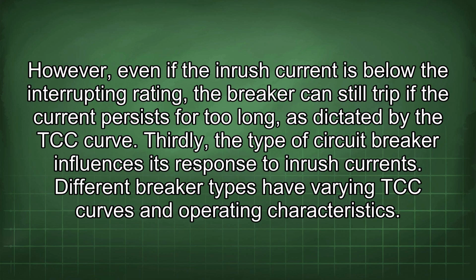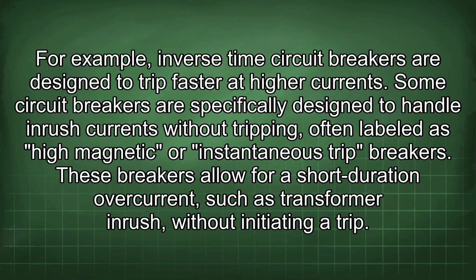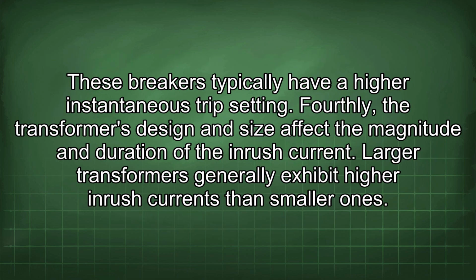Thirdly, the type of circuit breaker influences its response to inrush currents. Different breaker types have varying TCC curves and operating characteristics. For example, inverse time circuit breakers are designed to trip faster at higher currents. Some circuit breakers are specifically designed to handle inrush currents without tripping, often labeled as high magnetic or instantaneous trip breakers. These breakers allow for a short duration of a current, such as transformer inrush, without initiating a trip. These breakers typically have a higher instantaneous trip setting.